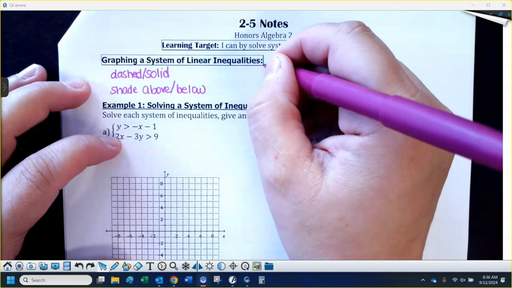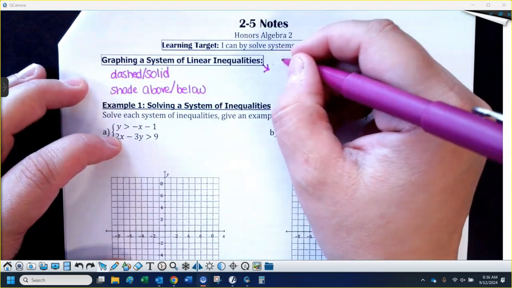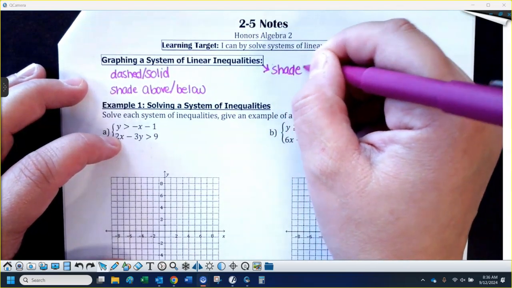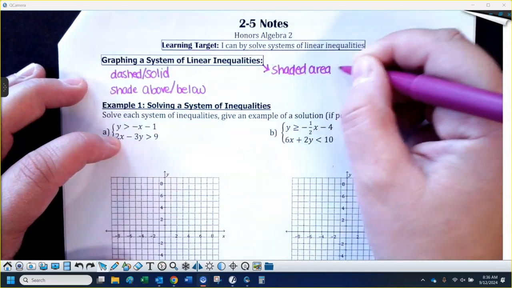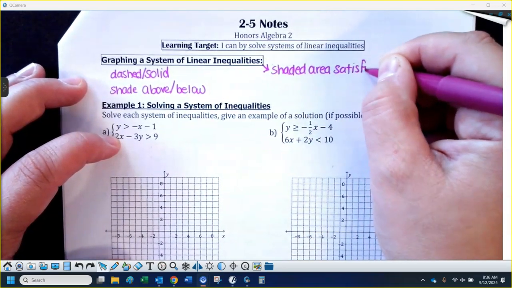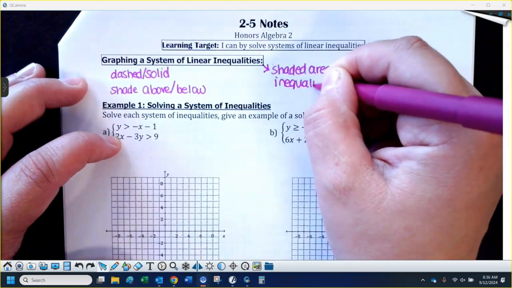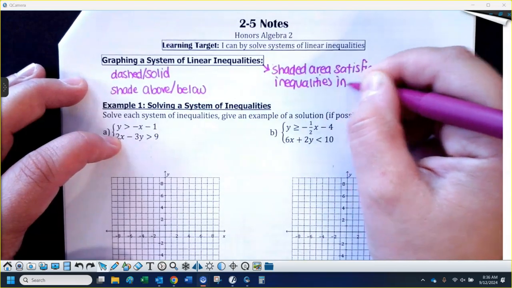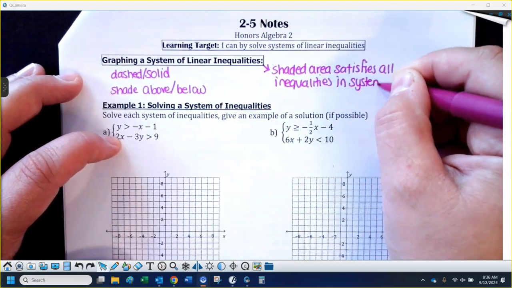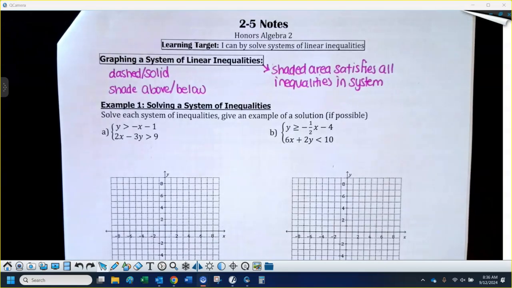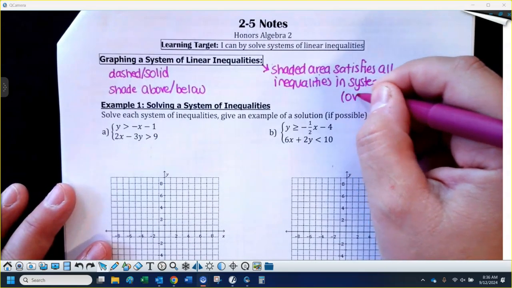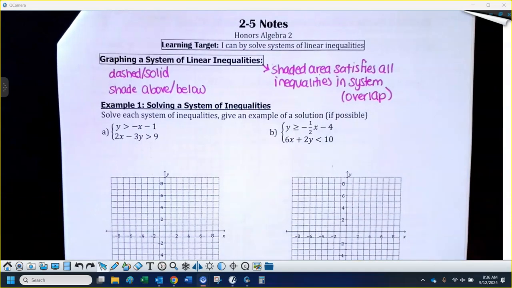But then, if you have a system, the shaded area satisfies all inequalities in the system. And usually on a graph, it's basically where the shading would overlap. So all the points in this shaded area would work for both inequalities, or maybe you have 3 inequalities in the system. It's going to depend on the question.